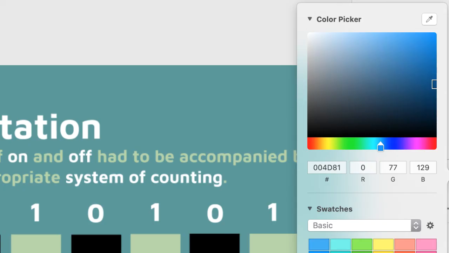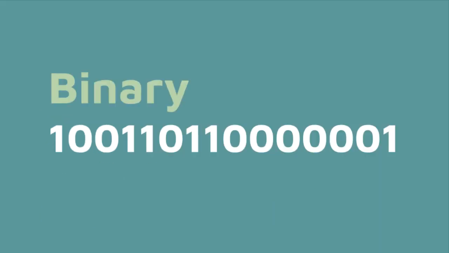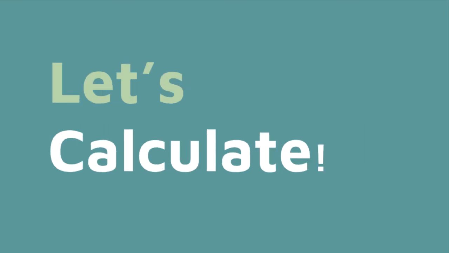You may have noticed hexadecimals in some of your computer programs. For example, color swatches in the standard graphical user interfaces are actually hex colors. For example, a shade of blue is represented by the hex number 004D81, or 19,841 in decimal, and these 1s and 0s in binary. Let's try to make this correlation ourselves.